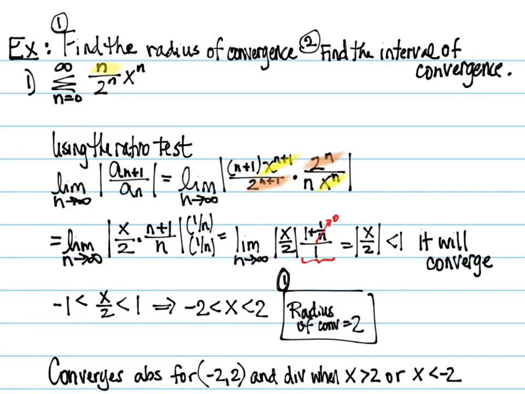So at -2, what happens? If x is equal to -2, then my summation from n equals 0 to infinity looks like n over 2 to the n times -2 to the n. So simplify for me. What does this simplify to? All I did, guys, is take this sequence and plug in -2 for x. Are we good with where it came from first?